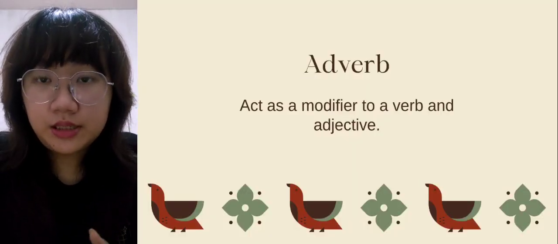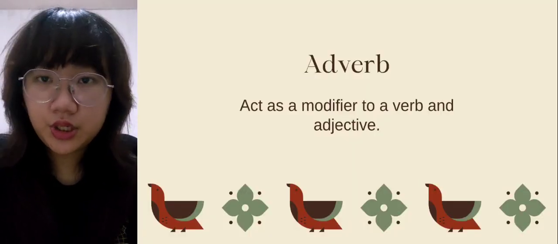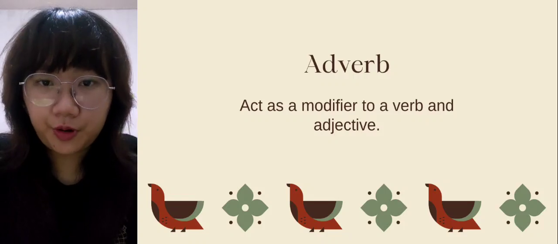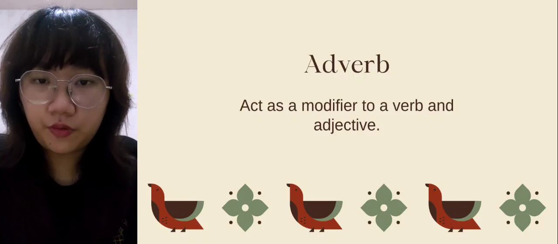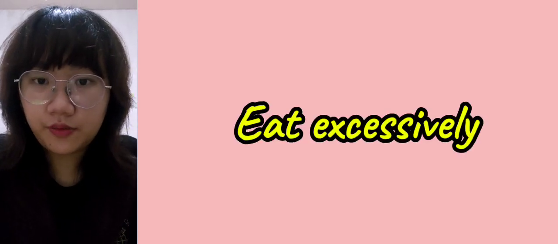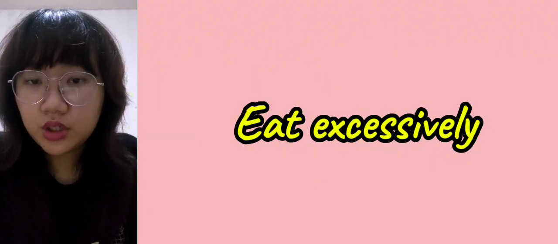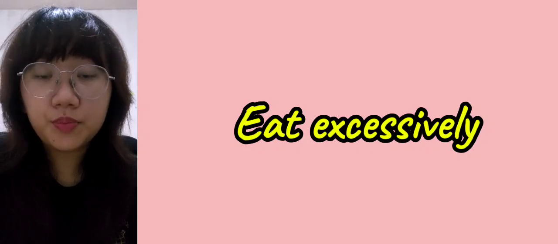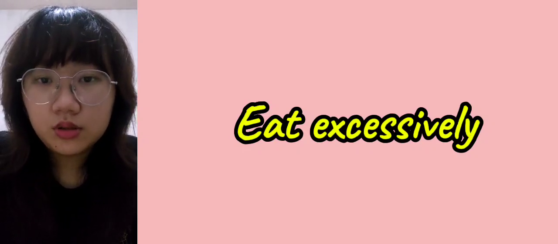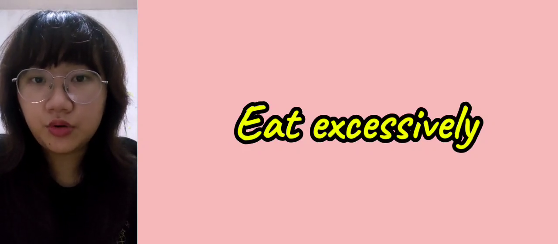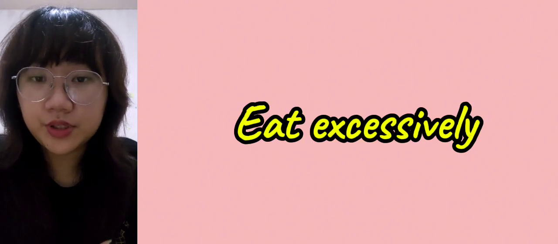The last one is adverbs, which act as a modifier to a verb. For example, the phrase eat excessively. Excessively means something that is out of the scope of normal. So basically, excessively means that you're overeating. If you use this phrase to someone, it means that the person is overeating.